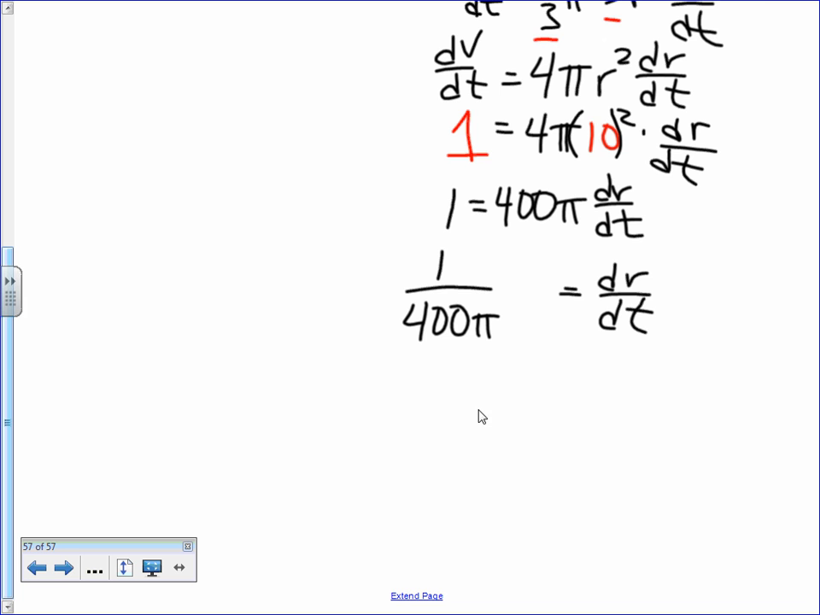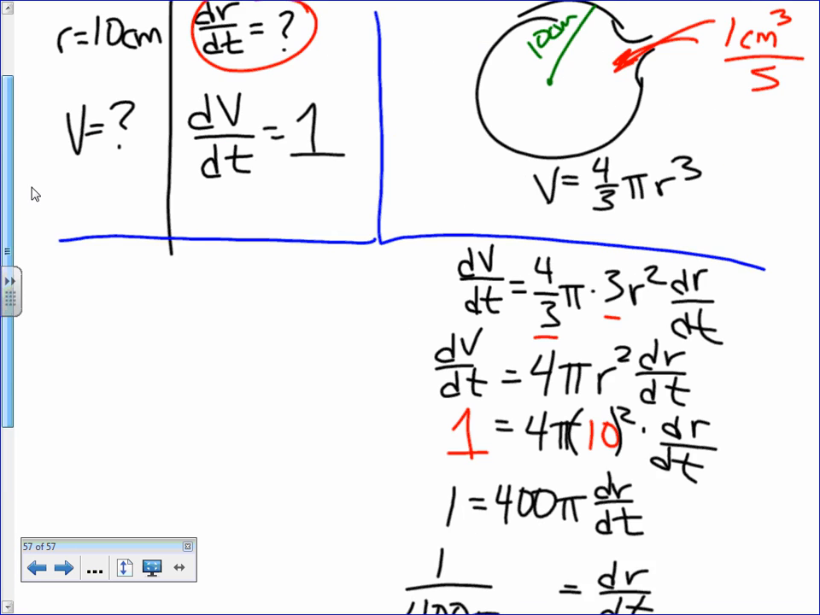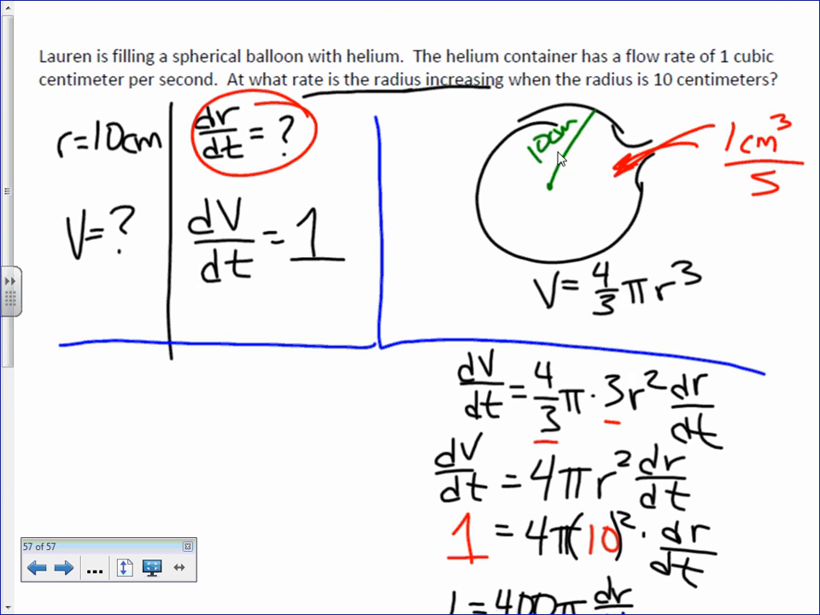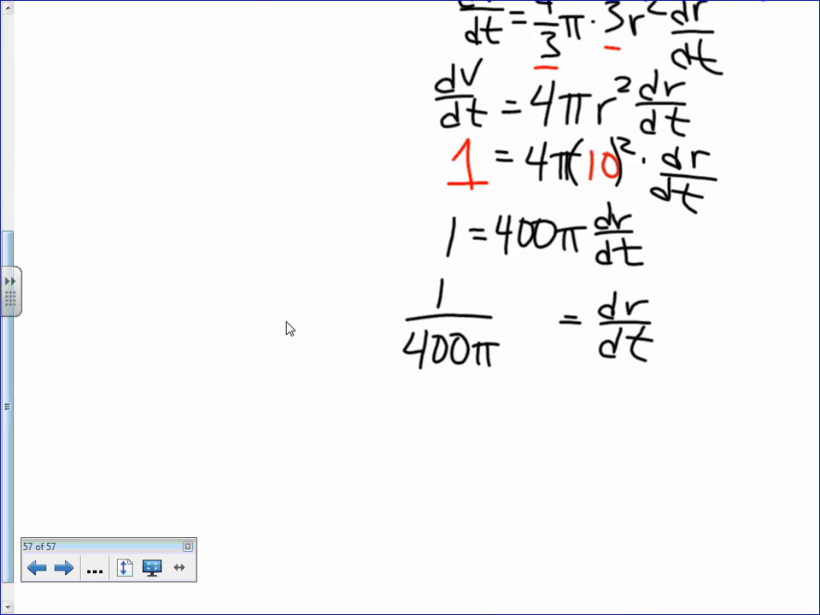I've got to figure out a good unit to go with this. So I look in my problem. Well, the radius is measured in centimeters. We're talking about things happening in seconds. So I'm guessing my change in my radius here is in centimeters per second.